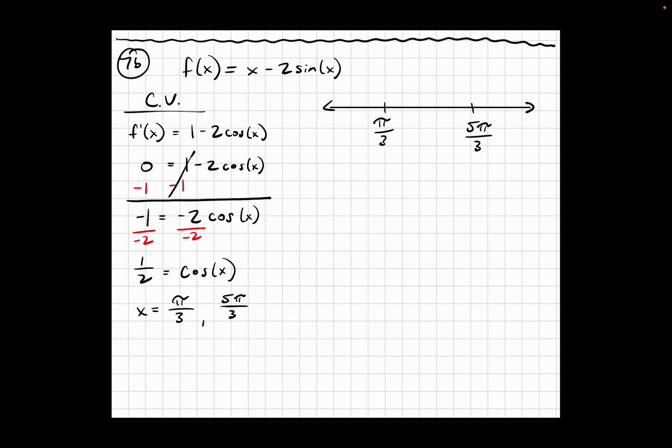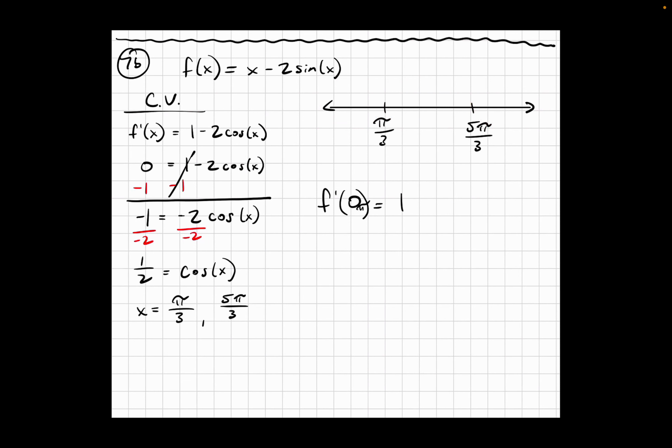So now I got to check before pi over 3, in between pi over 3 and 5 pi over 3, and then after 5 pi over 3. Any value you want, but I would stick to values that are on your green sheet. So before, I would probably pick 0. So you plug them into the first derivative.